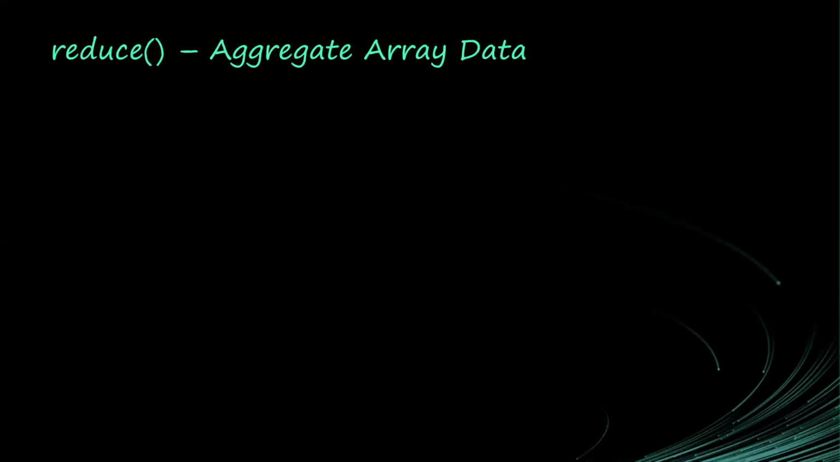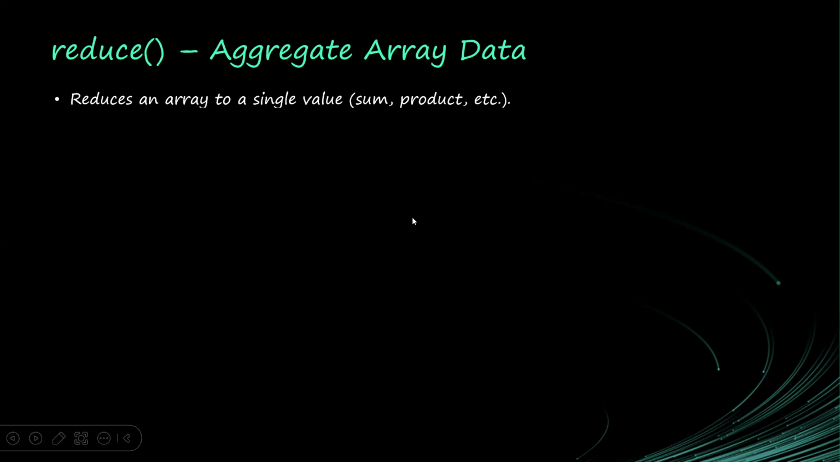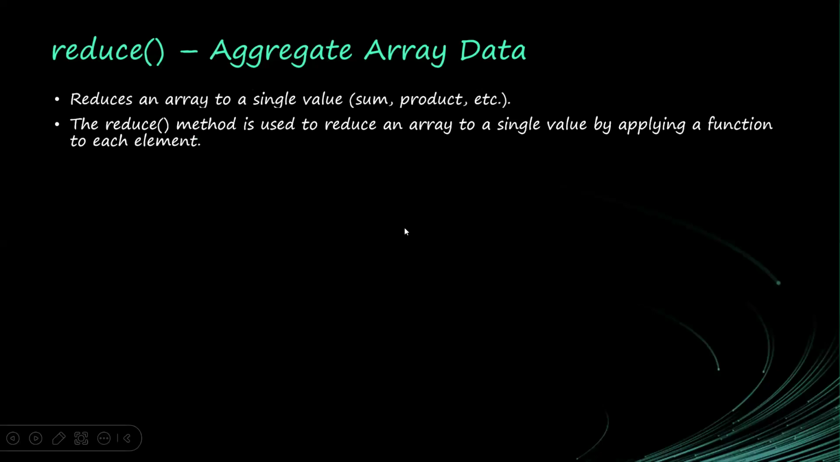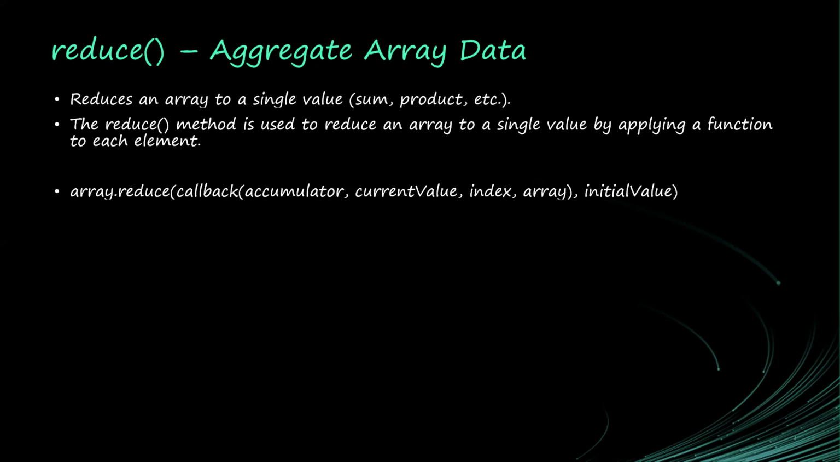So let's go to the reduce function. I want you to pay close attention. The reduce function reduces an array to a single value. If you want to reduce your array to a single value, you use the reduce function. The reduce method is used to reduce an array to a single value by applying a function to each element. The function you apply to each element is going to return everything to a single value. I'm going to show you how.